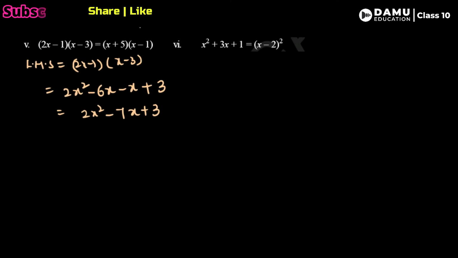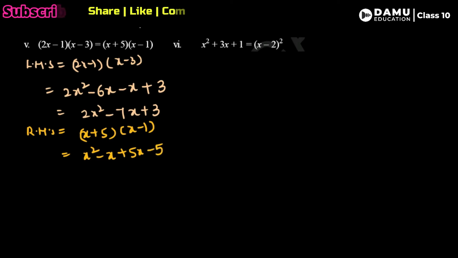Then what is the RHS? The RHS is (x plus 5) into (x minus 1). So x into x is x square. Then x into minus 1 will become minus x. Then 5 into x is 5x. Then 5 into minus 1 is minus 5. So x square, then minus x plus 5x, the bigger one is 5 and it has a plus sign before it, so we get 4x minus 5.